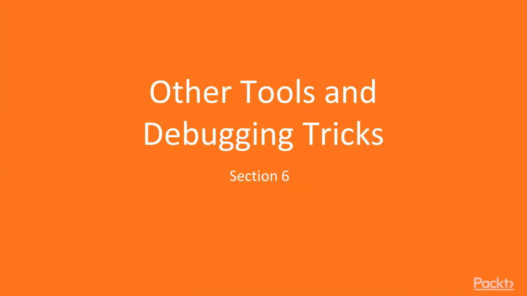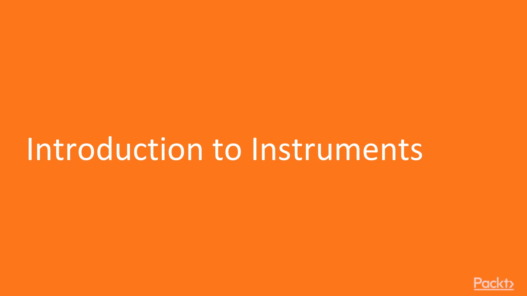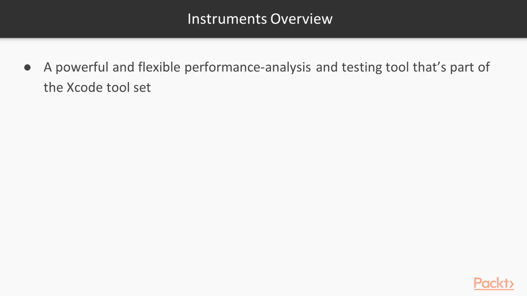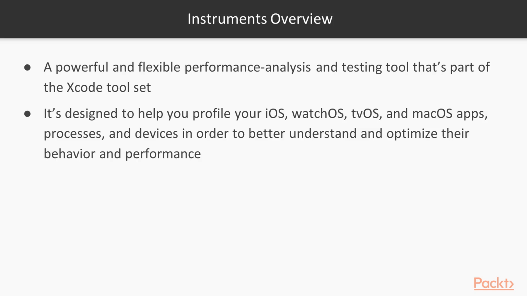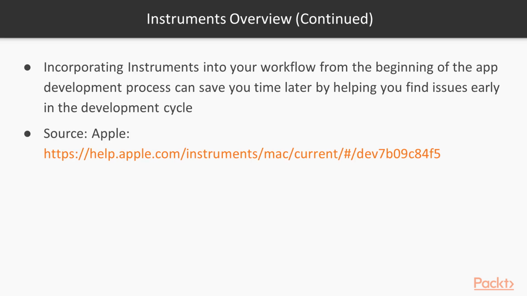In this section, we're going to learn how to use Xcode Instruments to analyze the performance of our app. Instruments is a powerful and flexible performance analysis and testing tool that is part of the Xcode toolset. It is designed to help you profile your apps, processes, and devices in order to better understand and optimize their behavior and performance. Incorporating instruments into your workflow from the beginning of the app development process can save you time by helping you find issues early in the development cycle.